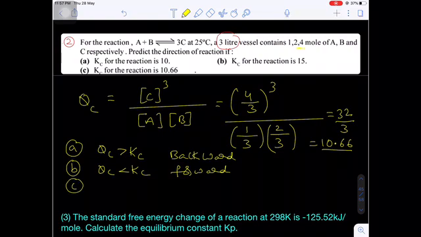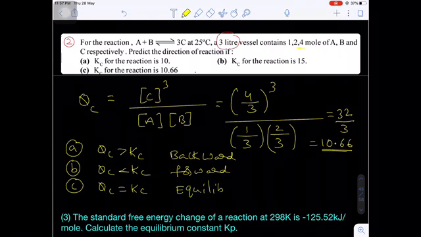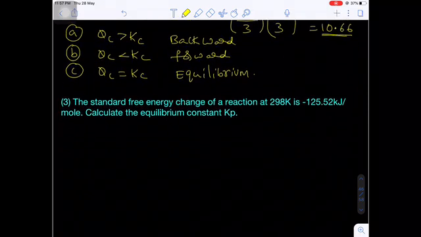Now question C, the third question: the Kc value is 10.66, which is equal to the Qc value. That means Qc is equal to Kc, so the system is under equilibrium. The system is in equilibrium condition. This is a very important direction. Okay.